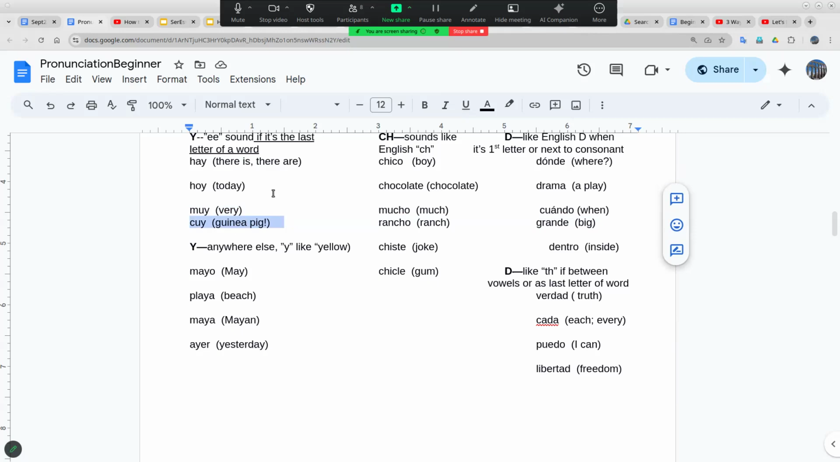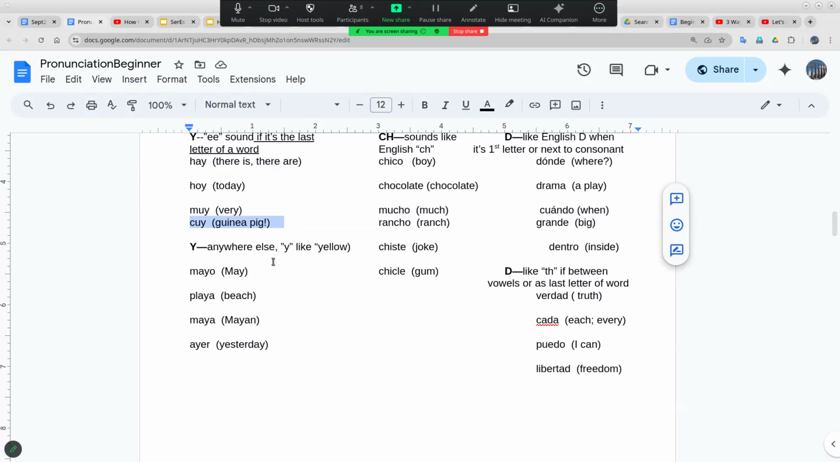Here's another fun example of the Y at the end. It's the word for guinea pig. You might wonder, why the heck am I picking that? If you go to Peru, this is something people eat at restaurants. Yes. Served on a skewer. Okay, looks a little odd, but yeah, tastes like chicken, so they say. Here's the word for guinea pig. Cuy. Cuy. Okay, bien.